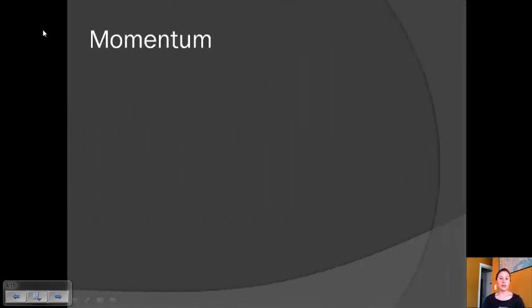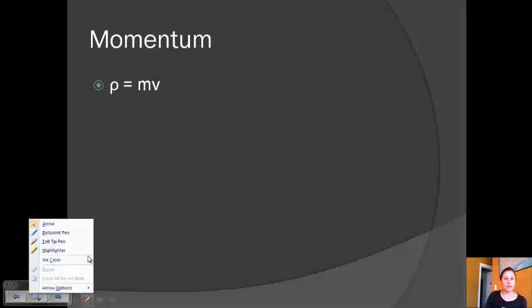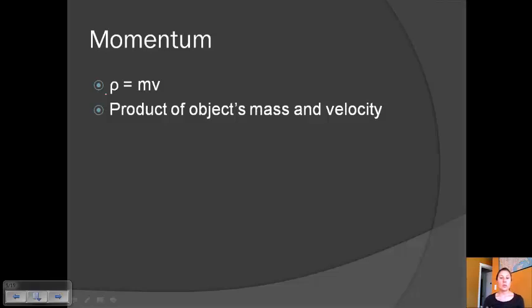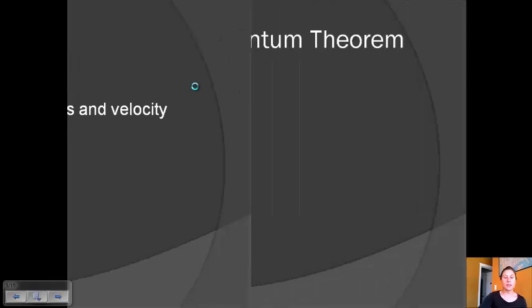Okay, so the other part of this is momentum. Momentum is this Greek symbol rho, which looks kind of like a fancy P, and momentum is equal to mass times velocity, the product of an object's mass and its velocity. Units for momentum are going to be kilogram meter per second, because the units for mass are traditionally kilogram and the units for velocity are traditionally meters per second.